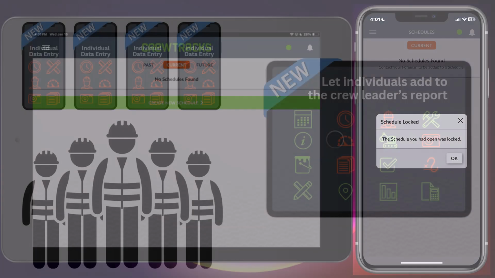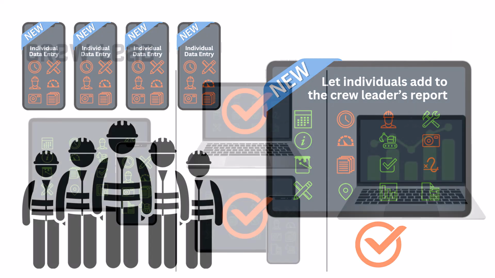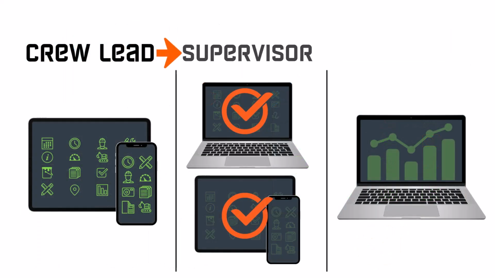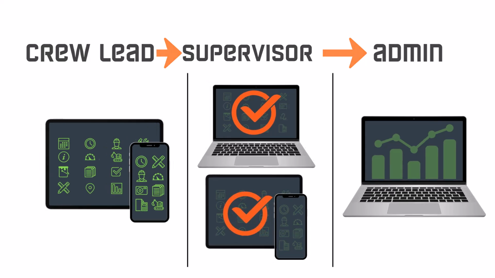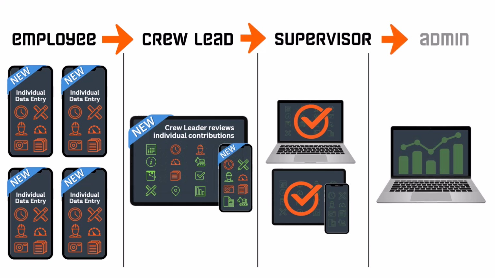The schedule you had open was locked. It was submitted by the foreman. Foreman gave it his stamp of approval and said, I'm done, sending it to the supervisor for review. When the supervisor's done reviewing it, goes to the office. The same organized workflow you're used to with CrewTracks will function as normal, but this time with data that has been contributed to the crew's report from individual employees. Whew, I told you we had a lot to cover.